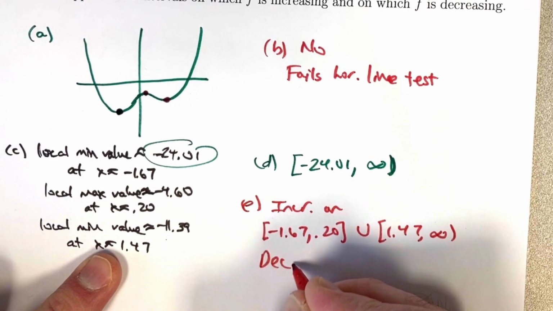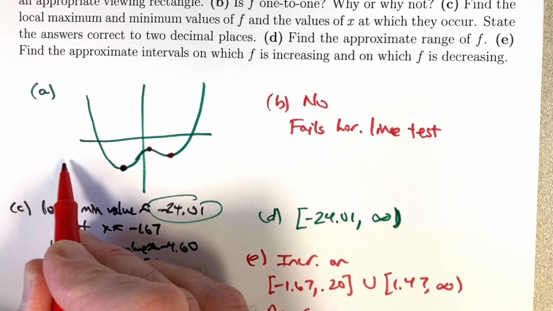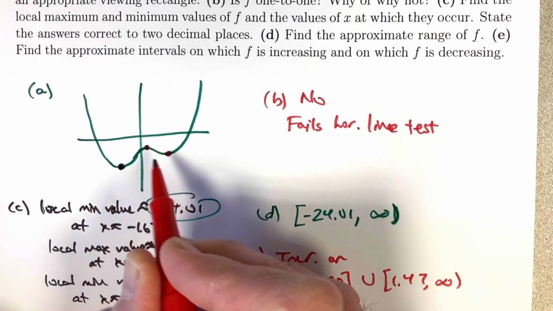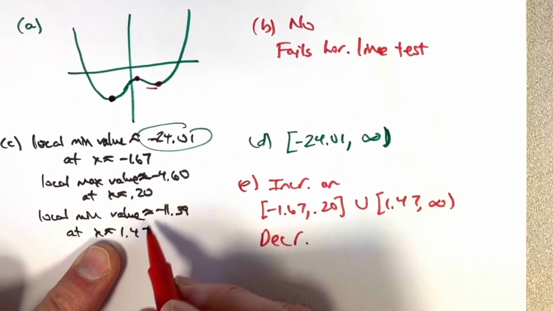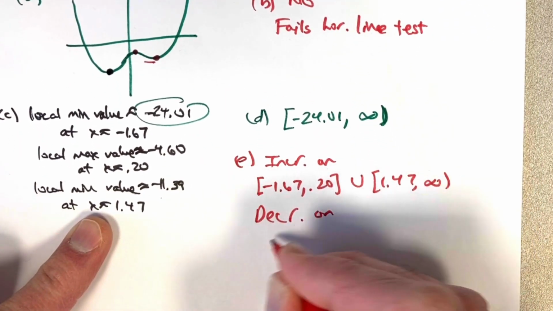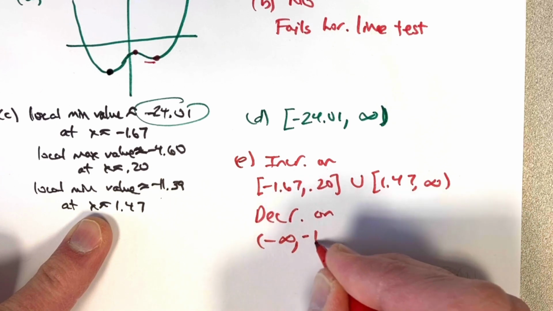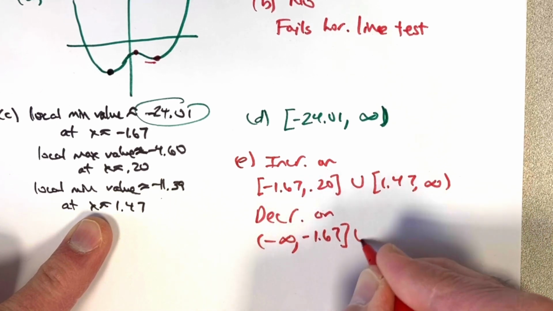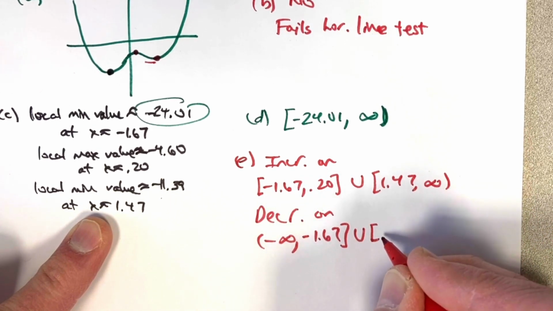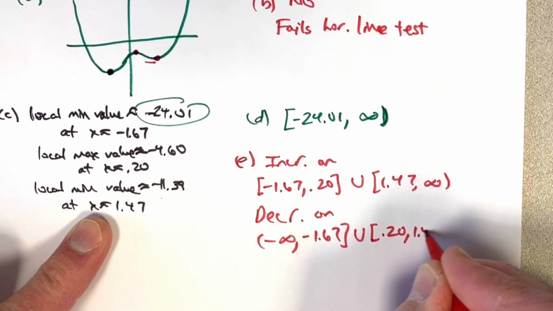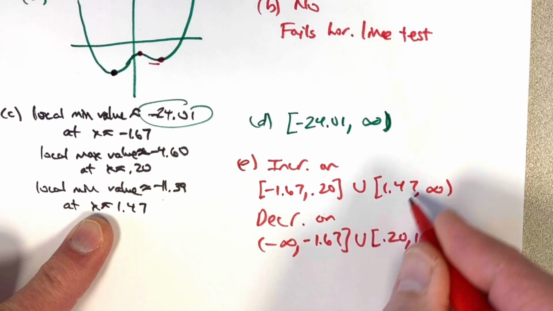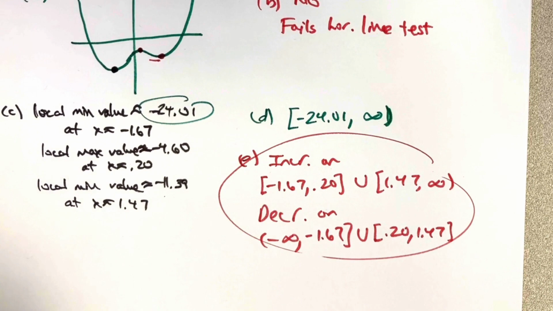And it's going to be decreasing from minus infinity up to negative 1.67, and then also between these two numbers, between 0.2 and 1.47. Minus infinity up to negative 1.67, unioned with 0.20 to 1.47. And again, these are approximate answers, as are all the answers in this problem.